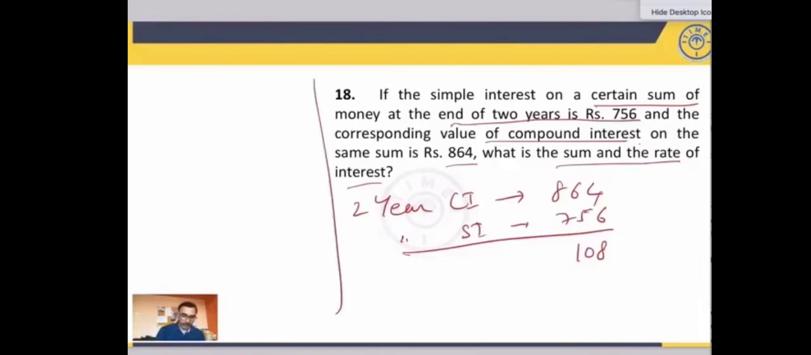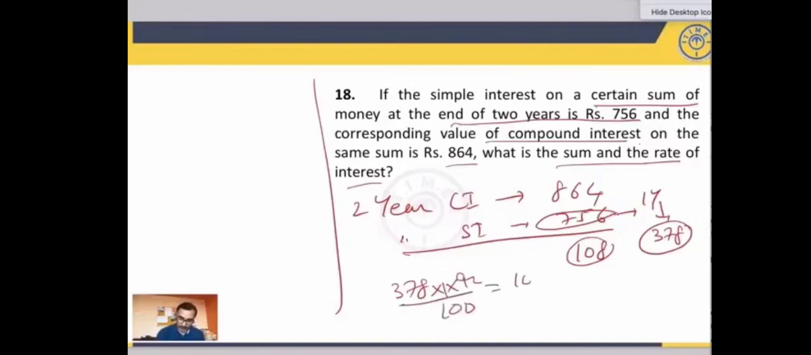We know that simple interest remains the same for every year. For 2 years, simple interest is 756. That means for 1 year, it would be 756 by 2. That is how much here? 378. And he is paying 108 extra for the second year, the interest on interest, which is nothing but compound interest. So principal 378 into 1 year into rate of interest R by 100 is equal to 108.